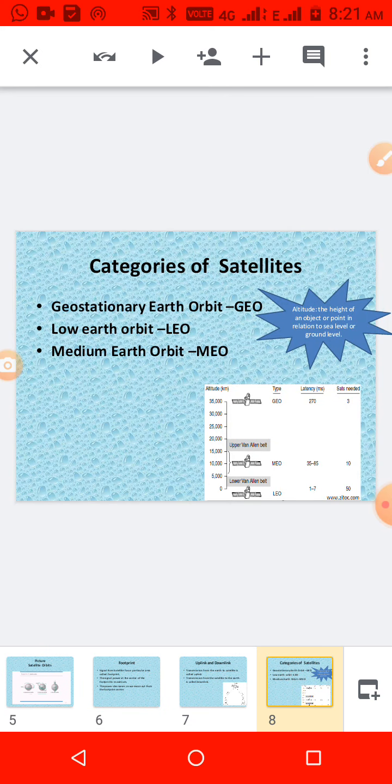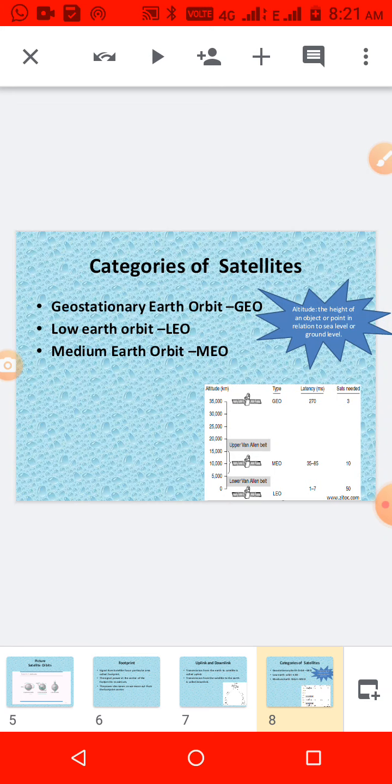What are the three categories of satellites? From low to upwards, the first one is low earth orbit, the second is medium earth orbit, and the third is geostationary earth orbit. Their distance can be described using altitude. For low earth orbit, the height is less than approximately 5000 kilometers. Below that level is its height. That is low earth orbit.